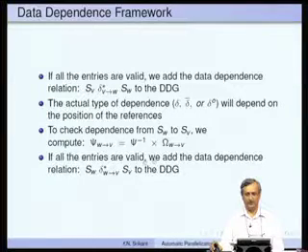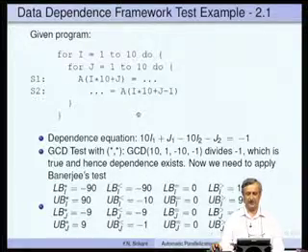So, now if all the entries are valid, we add S w delta star w to v and which type of dependence, that is decided by the position of the two references. So, now let us look at the second example. We saw one example last time.